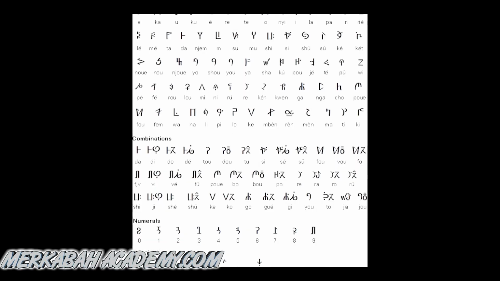So there are a lot of civilizations in Africa that basically had hieroglyphic styles of writing. So we look at Liberia, Cameroon, Nigeria, so many other places, Somalia as well, that basically had a hieroglyphic style of writing.